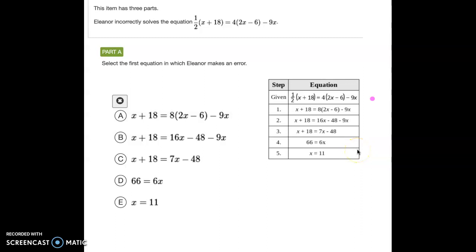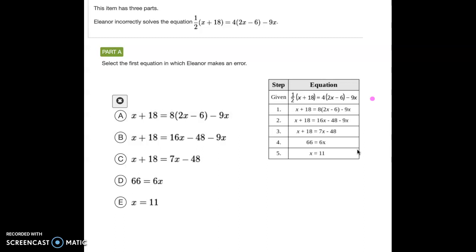This item has three parts. Eleanor incorrectly solves the equation 1/2 times the quantity x plus 18 equals 4 times the quantity 2x minus 6 minus 9x. Part A, select the first equation in which Eleanor makes an error.